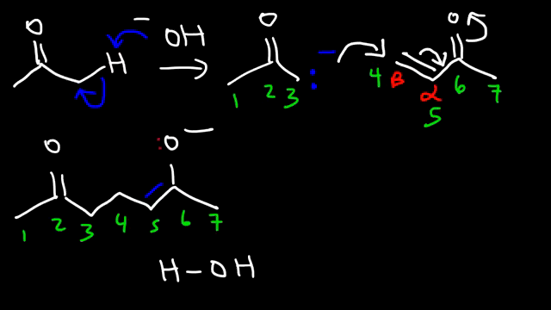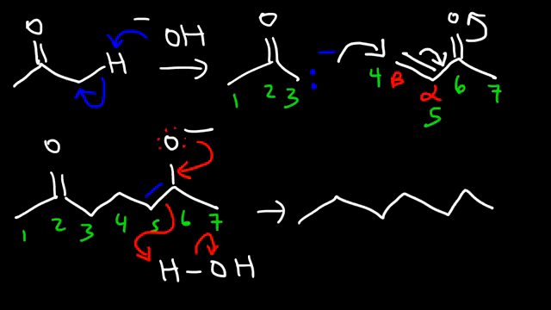So the oxygen is going to use one of its lone pairs to form a pi bond, causing carbon 5 to extract a hydrogen from water. And so what we have right now is a 1,5 dicarbonyl compound, which is the typical product of a Michael reaction. So now let's move on to the intramolecular aldol reaction.